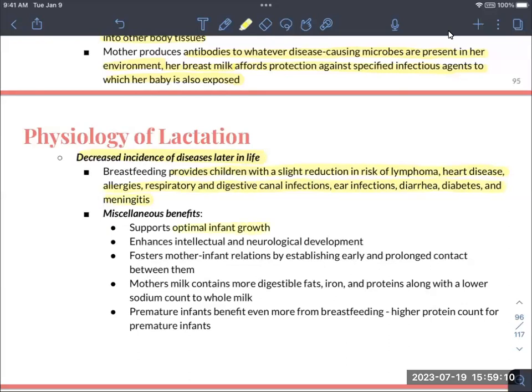It supports optimal infant growth. It enhances intellectual and neurological development, mother-infant relations. It has more digestible fats, iron, proteins, and lower sodium than whole milk. Premature infants can benefit even more because of its higher proteins.